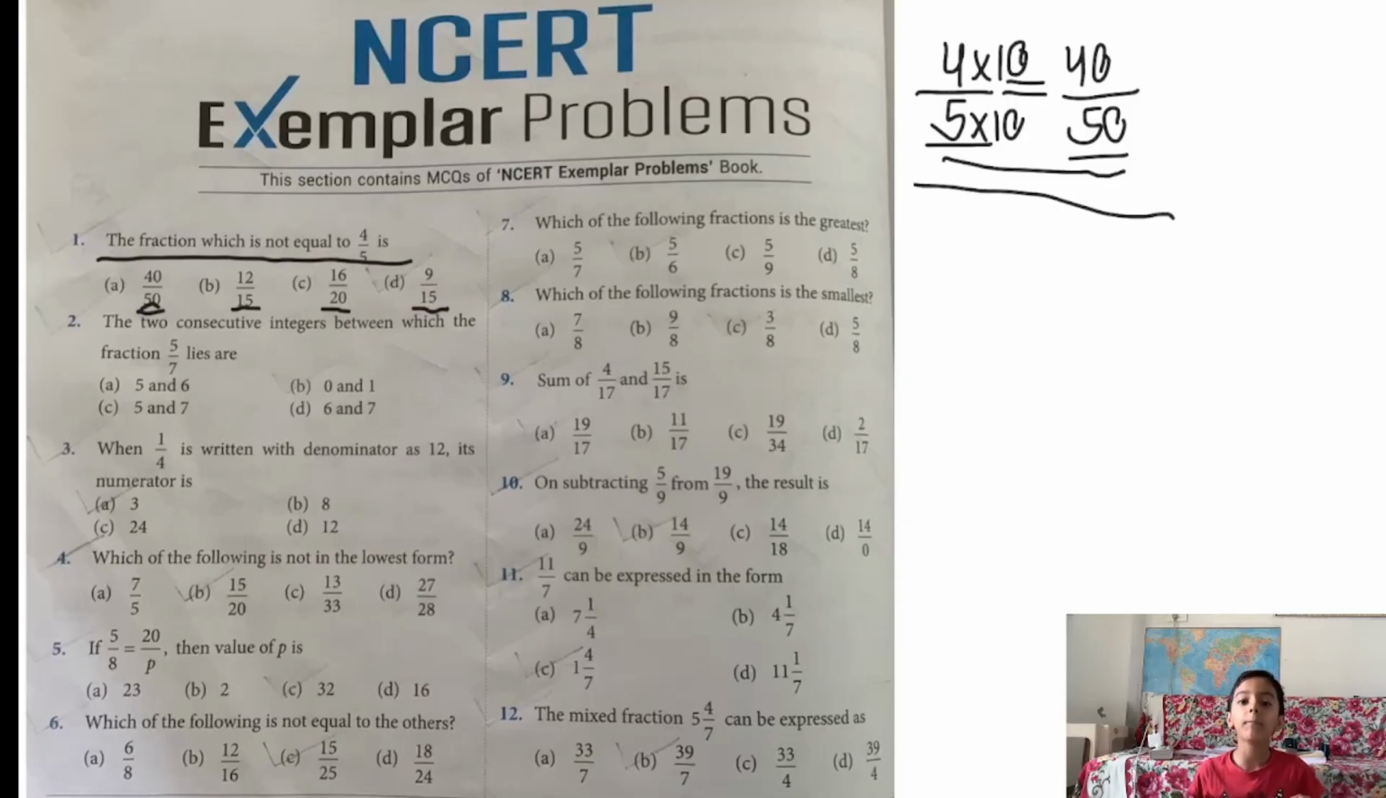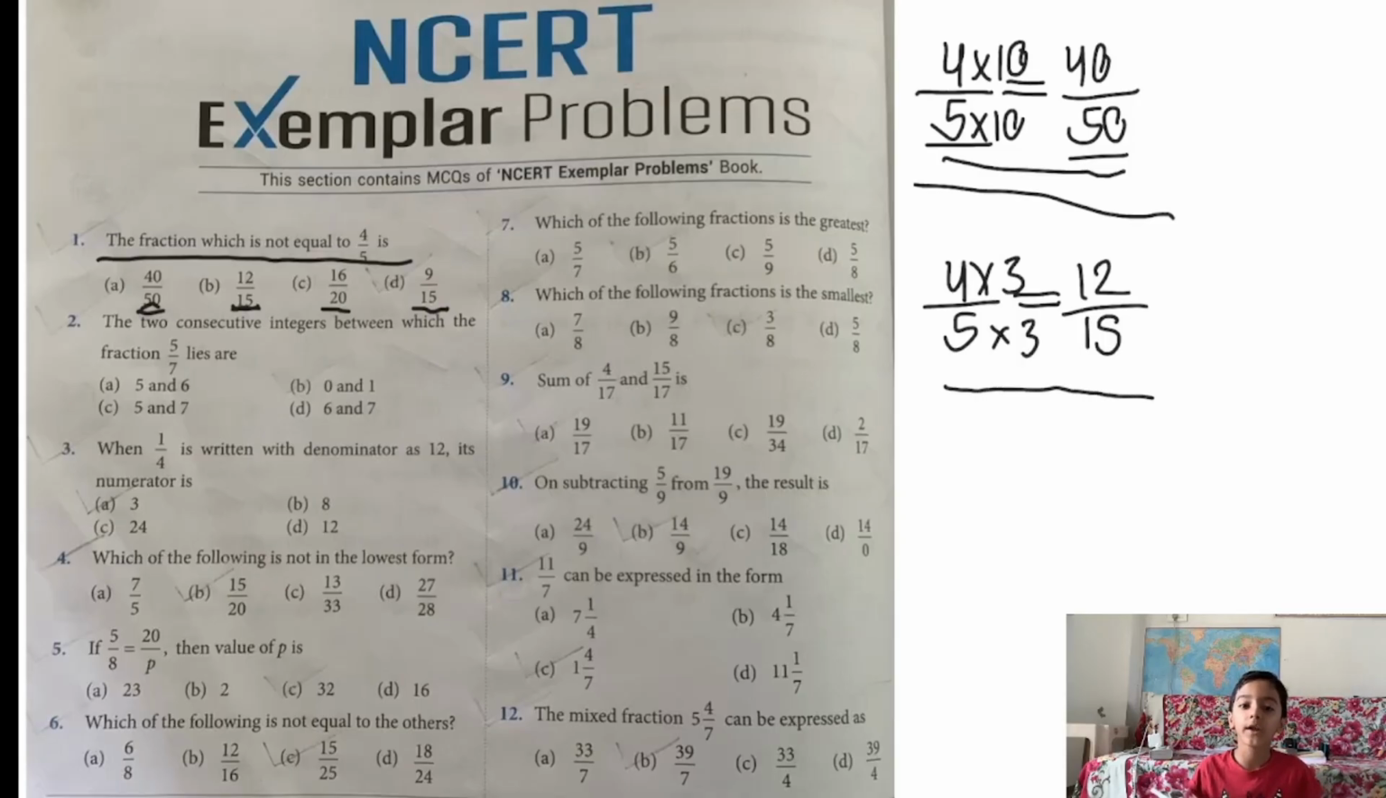Now let's jump on to the next option, which is 12 by 15. So here we are saying that 4 by 5 is equal to 12 by 15. Here we are multiplying the numerator by 3 to get 12. So 4 multiplied by 3 is equal to 12. Then we'll multiply the denominator by the same number. So 5 multiplied by 3 is also 15. So we can say that 4 by 5 and 12 by 15 are equivalent fractions.